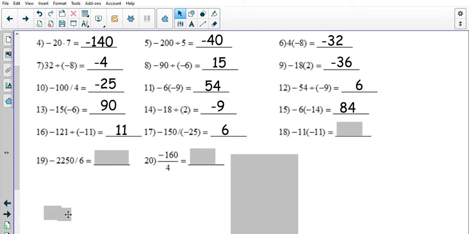All right, number 18, signs are the same. Negative 11 times negative 11. My answer will be positive. That's 121. If we have a chance in class, we can talk about a trick for multiplying by 11 that makes things pretty easy, even for 11 by 11.